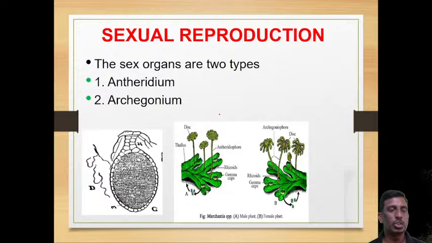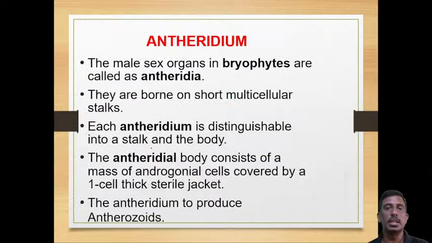And when it comes to sexual reproduction, the male sex organ is called antheridium. So male को क्या बोलते हैं? Antheridium. Female sex organ is called archegonium. So what you are seeing in the picture is an antheridium. Inside the antheridium there are androgonial cells. Okay. So antheridium is attached with a small multicellular stalk. So antheridium में दो parts रहता, एक stalk और body.